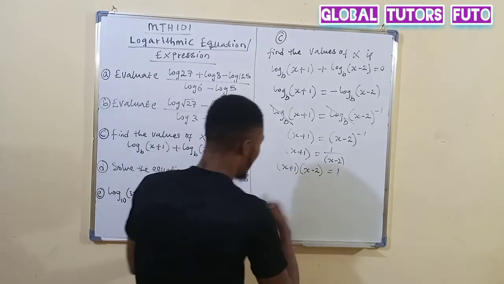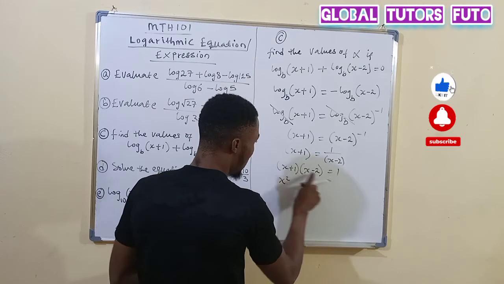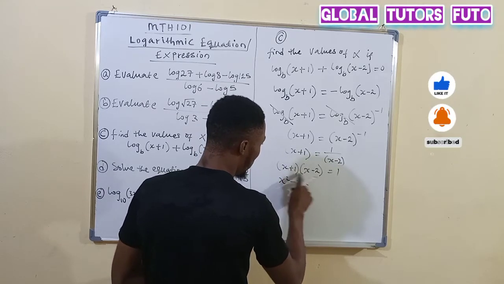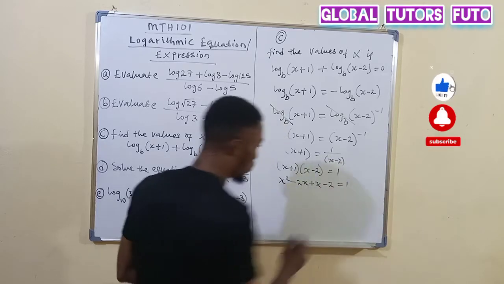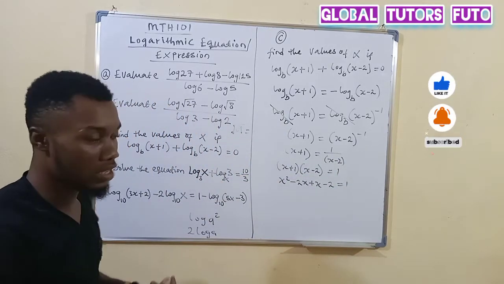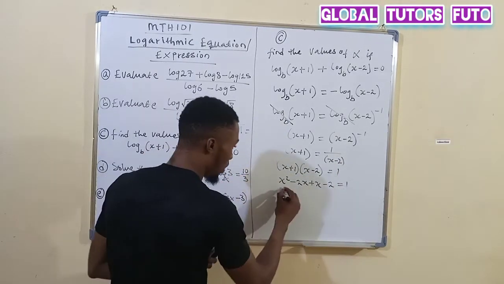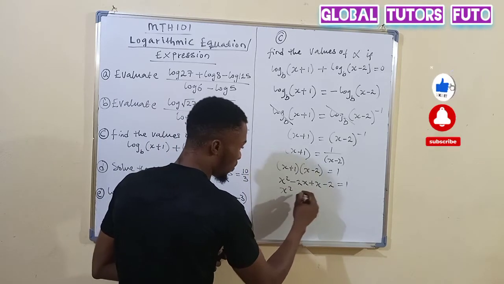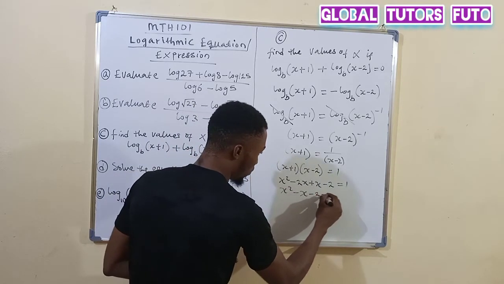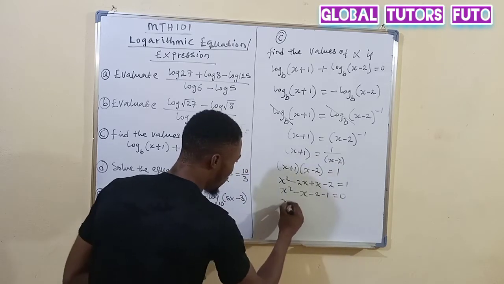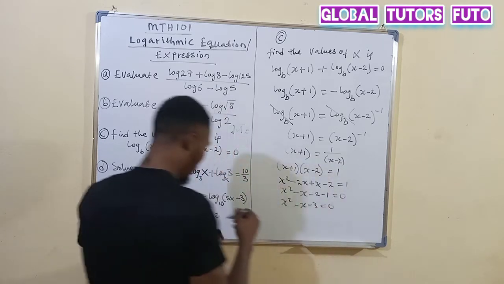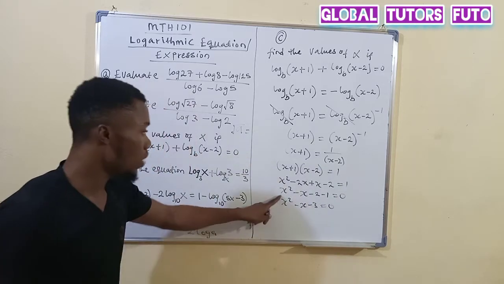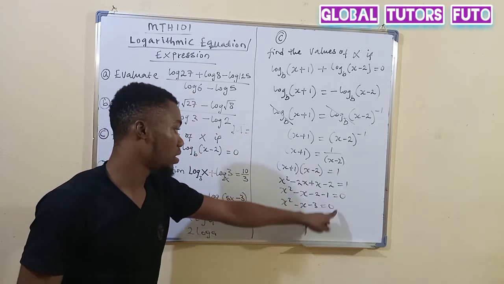Let us expand this. x times x will give us x squared. x times minus 2 will give us minus 2x. 1 times x will give us plus x. 1 times minus 2 is minus 2. This is equal to 1. So bringing this 1 to this side, we have x squared minus 2x plus x will give us minus x, minus 2 minus 1 equal to 0. So we have x squared minus x minus 3 equal to 0.